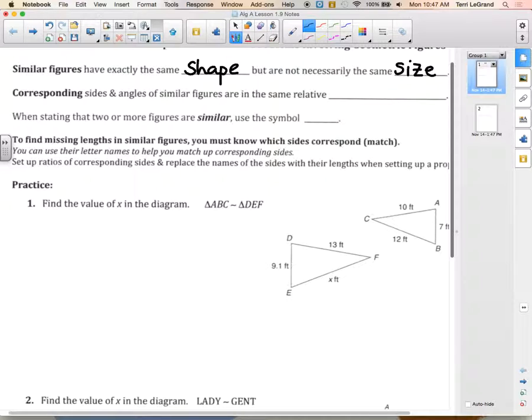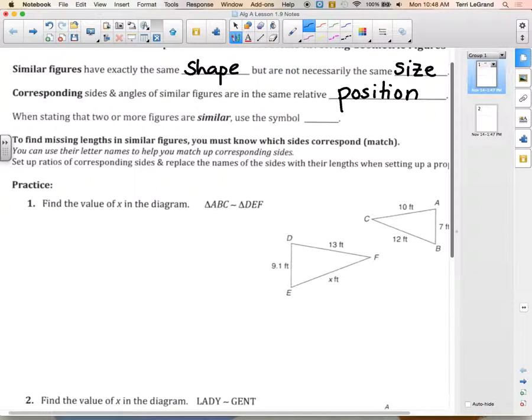Corresponding sides and angles. We're going to understand what that means, because we're going to work with corresponding sides and corresponding angles. So corresponding sides and angles of similar figures are in the same relative position. So if that enlarged photo is sitting face up, you're not looking at it upside down or sideways, the upper right-hand corner of that photo would be in the same position as the upper right-hand corner of the other photo. So corresponding means in the same relative position.